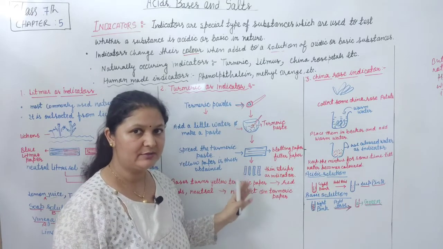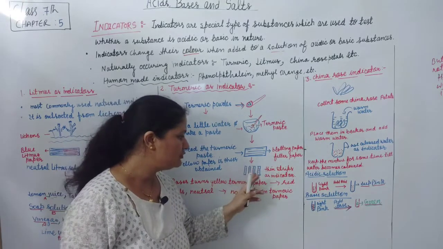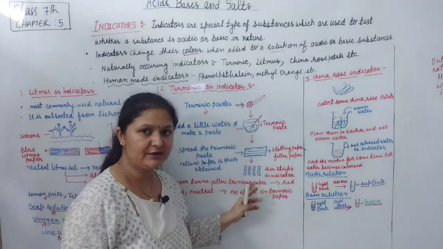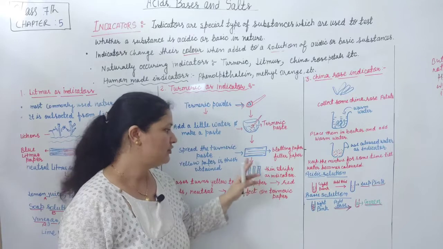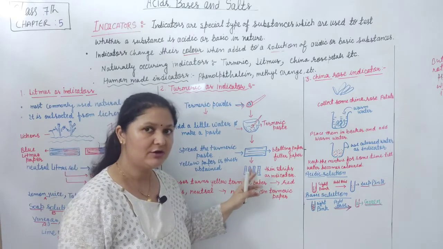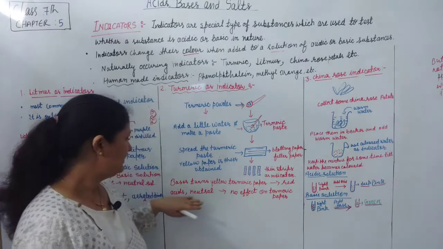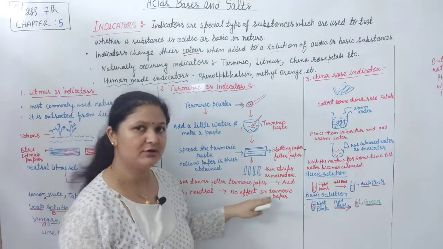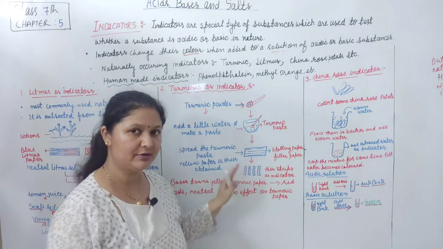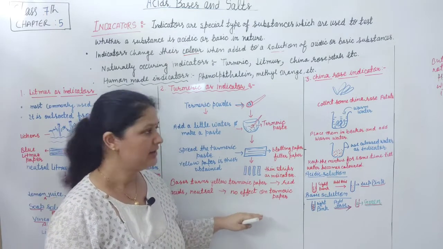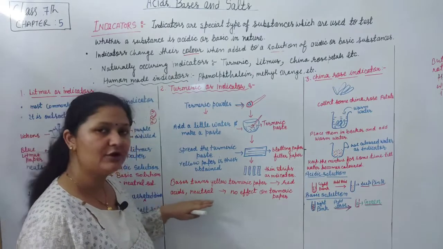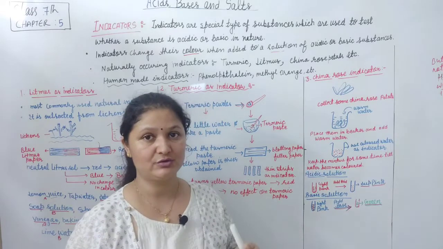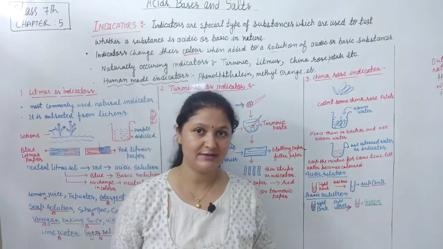After that you take lemon juice and add few drops of lemon juice on this turmeric paper. If there is no change in turmeric paper, it means the solution is either acidic or neutral, because in acids or neutral there is no effect on turmeric paper. The yellow turmeric paper strip remains yellow only if the solution is acidic or neutral. So with the help of turmeric also you can check whether the solution is acidic or basic in nature.